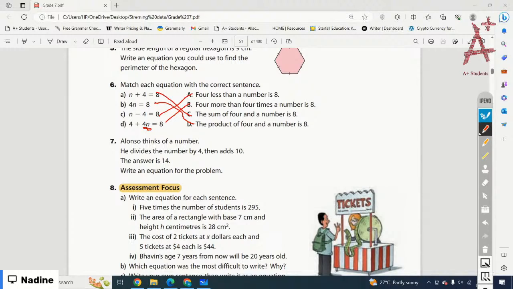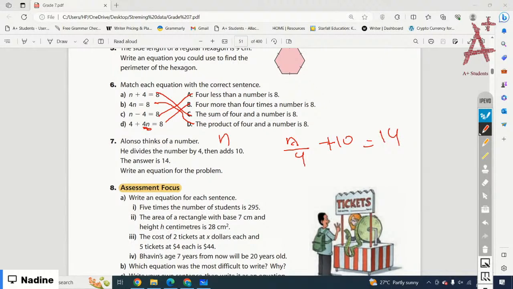Okay, let's just start with question number 7. Alonso thinks of a number. For example, the number is n, right? He divides the number by 4. It would be n over 4. Then add 10, n over 4 plus 10, right? The answer is 14. That means that equals 14.